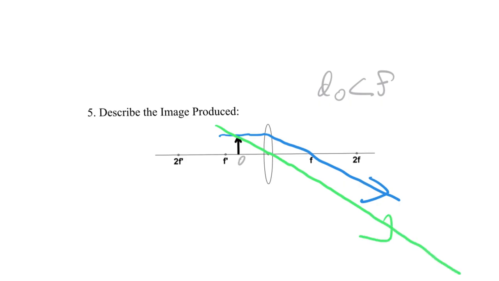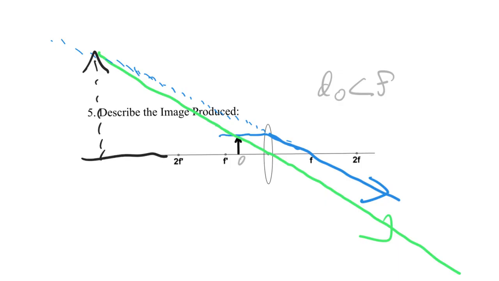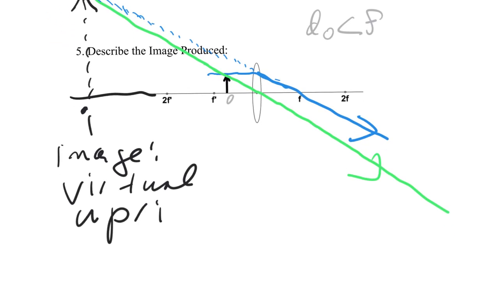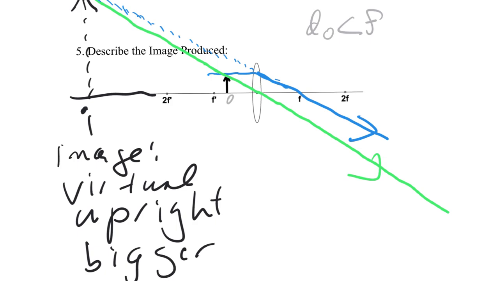Okay, these blue and green refracted rays are not going to intersect. So what you're going to have to do is go backwards and dot line that, and so where those two lines meet is where your image is going to be. Now that image is going to be on the same side as the object. So the image is virtual, it's upright, and it's bigger. That's what a magnifying glass does. But you can't capture that image on a screen because it's virtual.